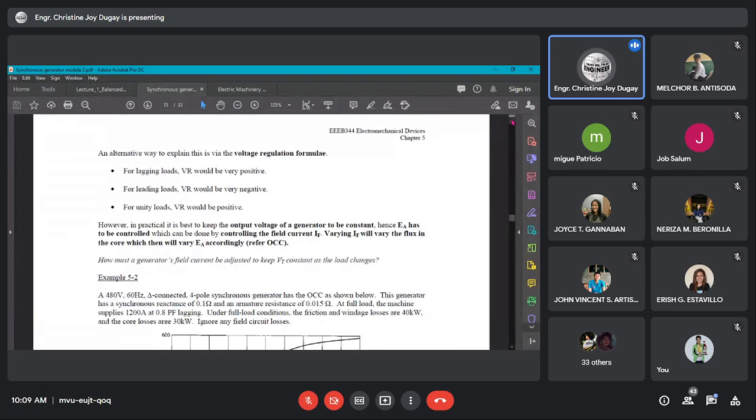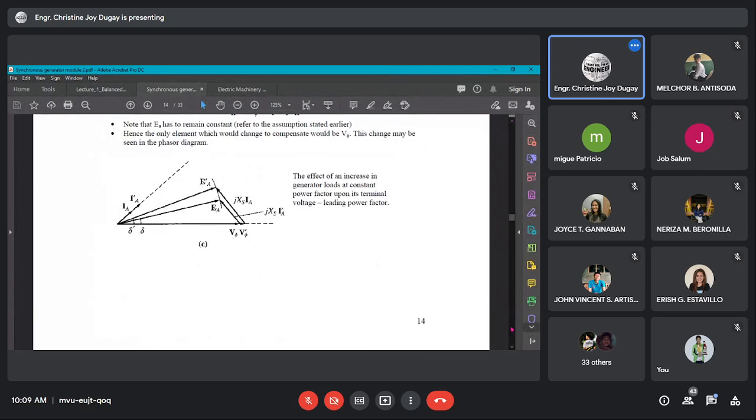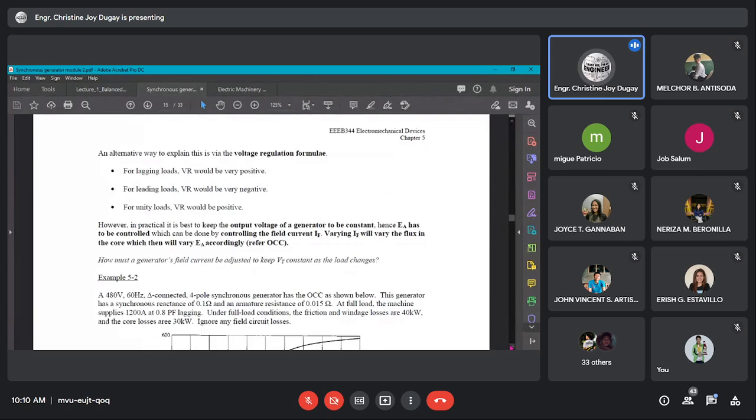So, voltage regulation. For lagging loads, VR would be positive. For leading loads, VR is negative. For unity power factor, it would be positive. In practice, it is best to keep the output voltage of the generator constant. Hence, EA has to be controlled, which can be done by controlling the field current IF. Varying IF will vary the flux in the core, which then will vary EA according to the OCC.